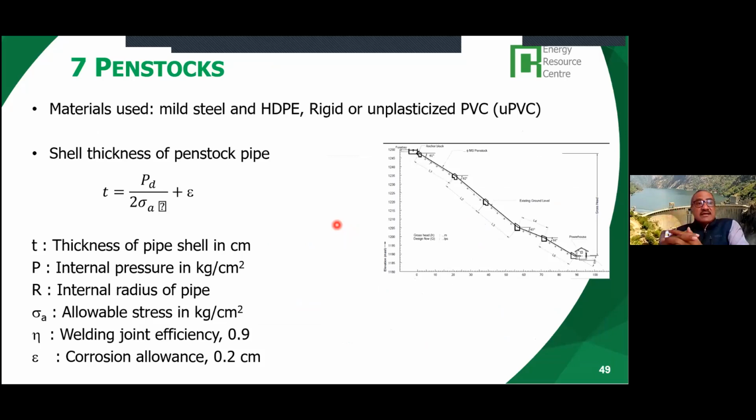And the other part is the penstocks. The penstock is made of pressure pipes, which take the water from the forebay to the powerhouse. And the main important part of the penstock design is that we have to find the thickness of the penstock pipe.